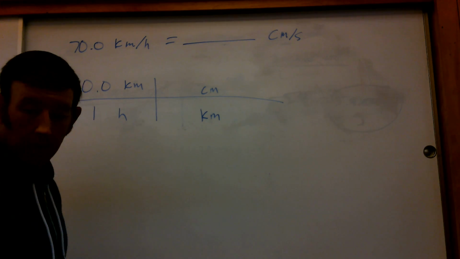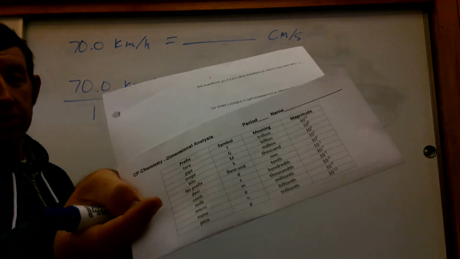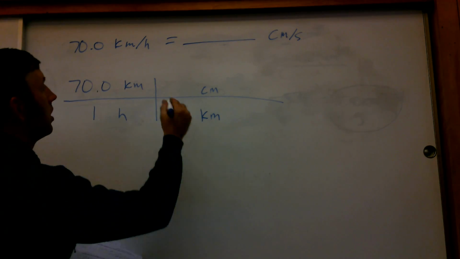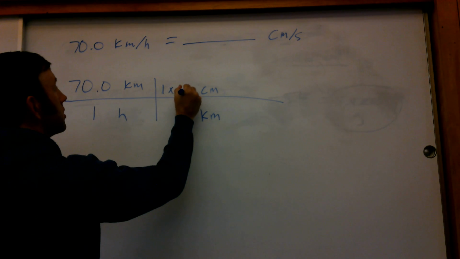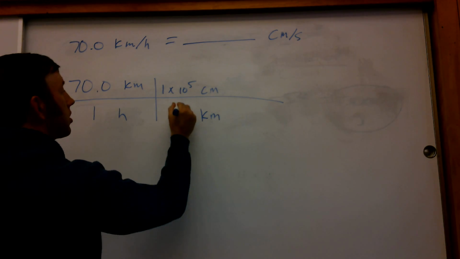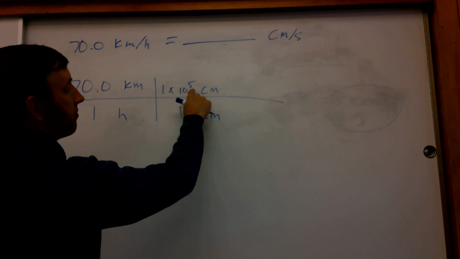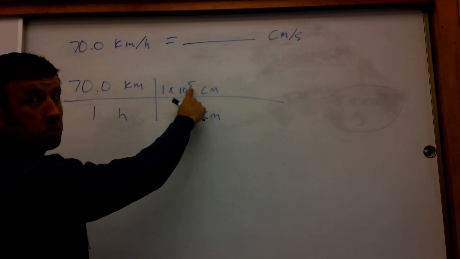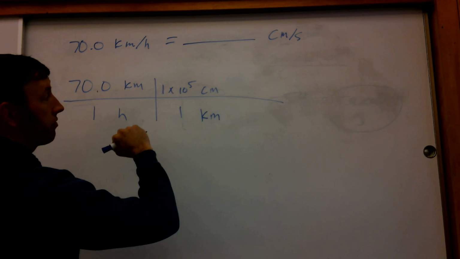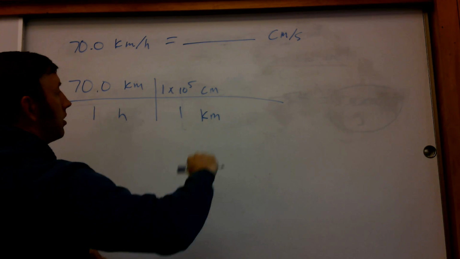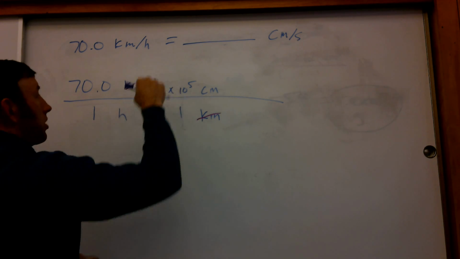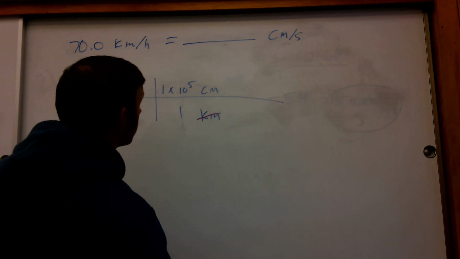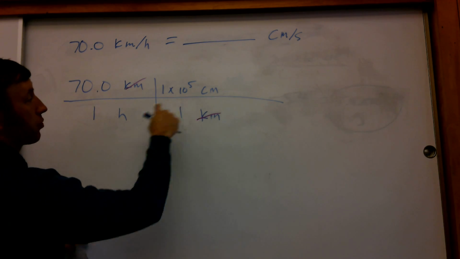My conversion, I use my handy dandy metric conversion table to figure this out. I have 1 times 10 to the 5th centimeters for 1 kilometer. That 5, remember, is the difference in magnitude between centi and kilo for prefixes. All right, so now I get to cross off my kilometers. So if I were to stop my calculation here, my units would be centimeters per hour.